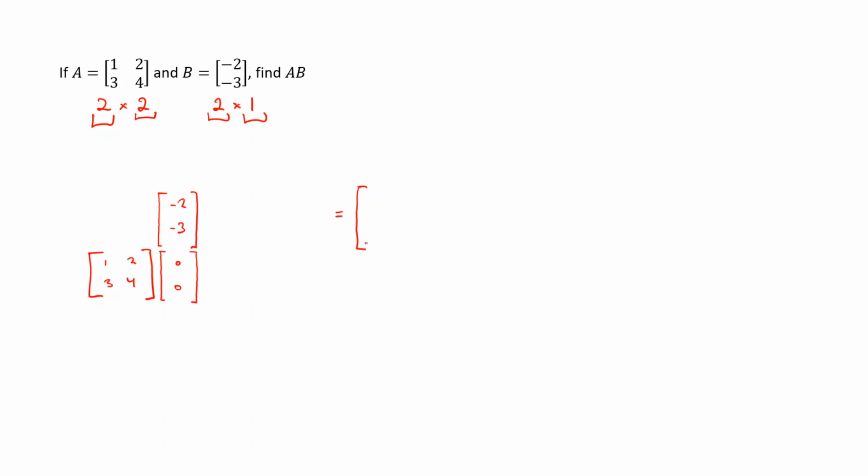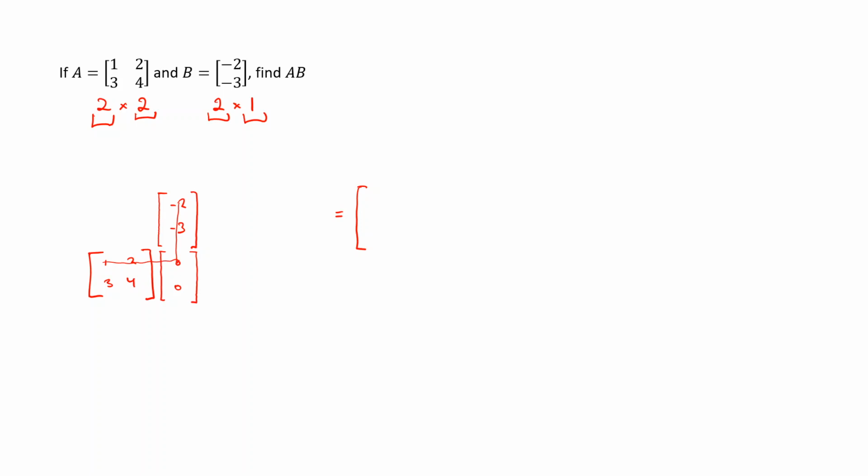So first off, we know that we're going to have these entries, but what goes in these entries? Let's look at just the first entry here, row 1, column 1. What we're going to do is take row 1 from matrix A and multiply it with column 1 of matrix B. So I'm going to do this row multiplied with this column.